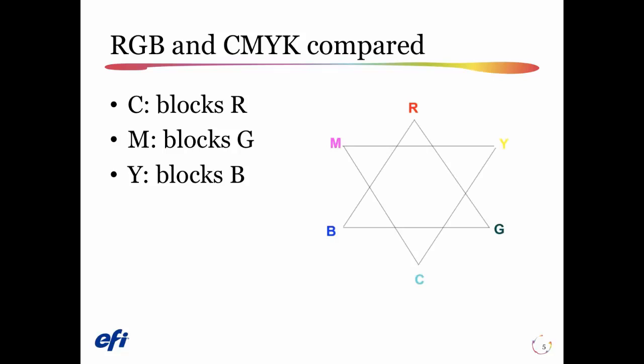I can also look at this on a color wheel, and if I make one of these triangles the additive colors, such as RGB, you'll see that I've now drawn in opposite each of those additive components the subtractive color, which is what we call CMY, that blocks that color. So opposite red is cyan, opposite green is magenta, and opposite blue is yellow.